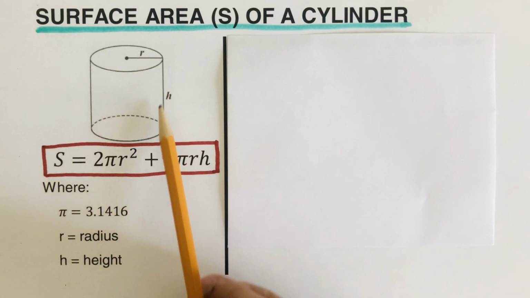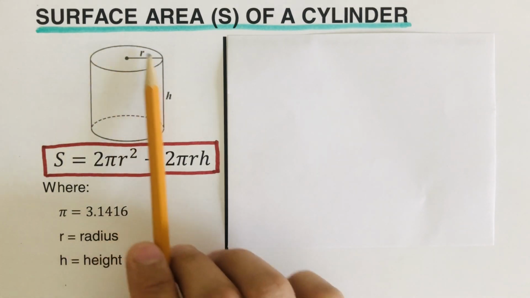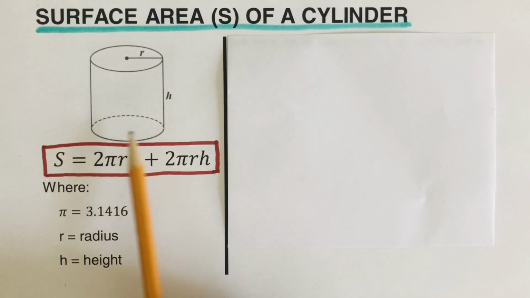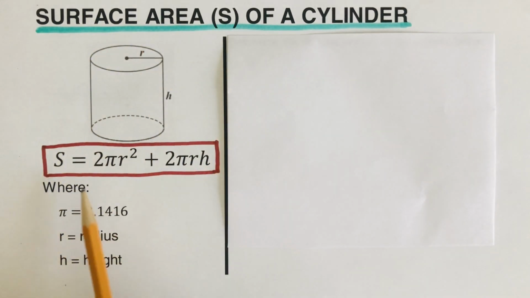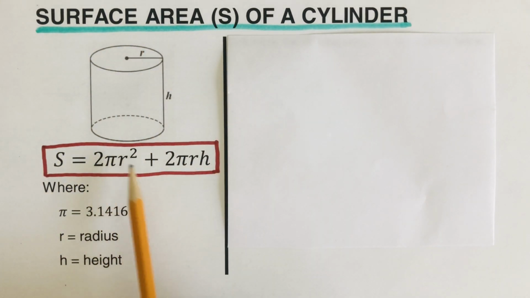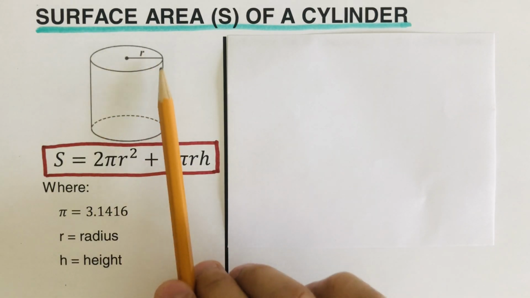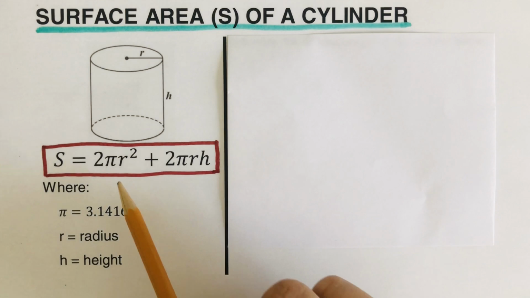This is the height of the cylinder. Now it should be noted that the top here is a circle and the bottom is also circular in shape. So this is the formula for the surface area of a cylinder. S, which stands for surface area, is equal to 2 pi r squared plus 2 pi r h, where r is the radius and h is the height, and pi we are going to represent as 3.1416.